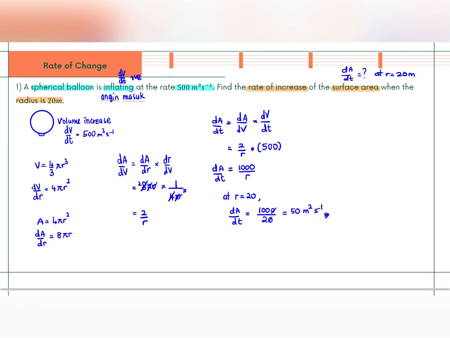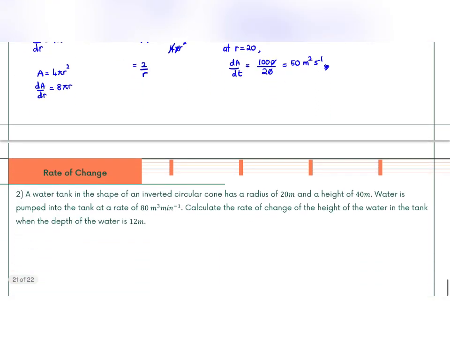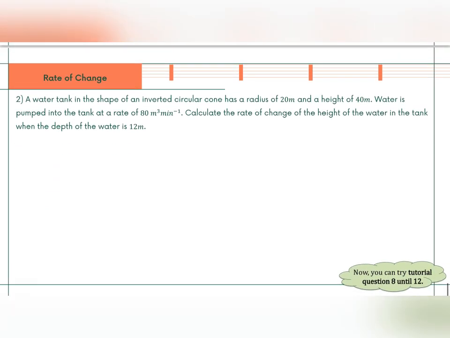Okay, next adalah example yang kedua. Okay, so in this example, a water tank in the shape of inverted circular cone. So our tank is inverted circular cone, has a radius of 20 meter and a height of 40 meters. Okay, apa maksud inverted? Inverted tu cone. Cone kan asalnya macam ni, betul tak? Ni bentuk cone. Sorry lah, macam tak nampak bentuk cone pula. Tapi lebih kurang macam tu lah ya.